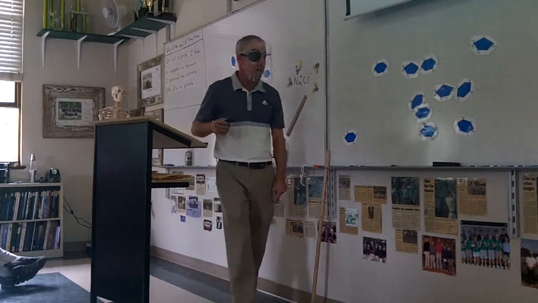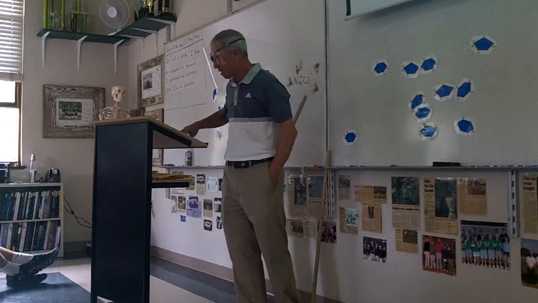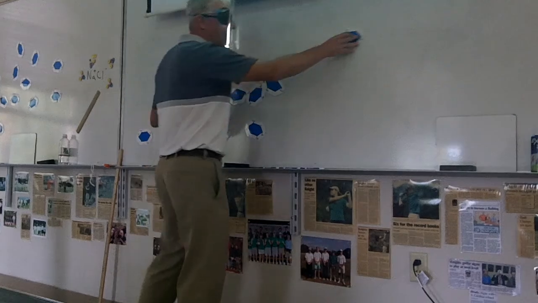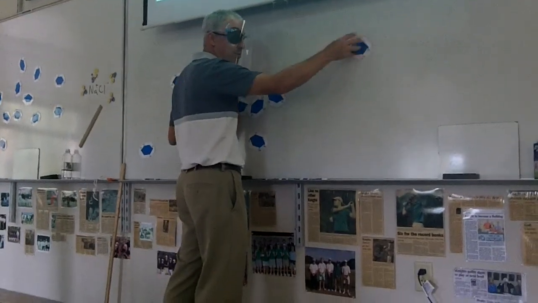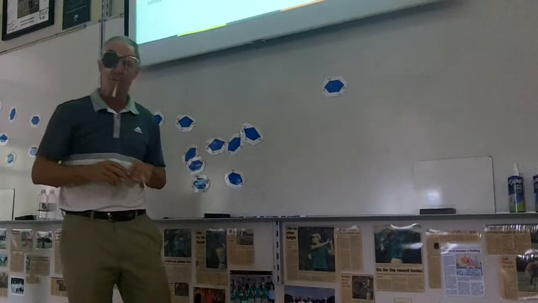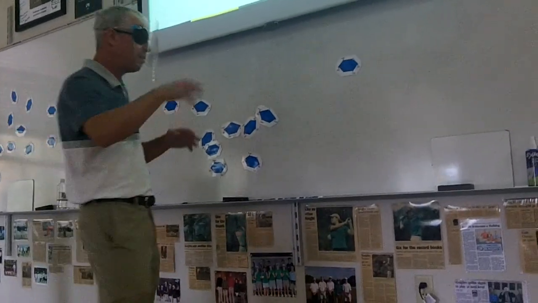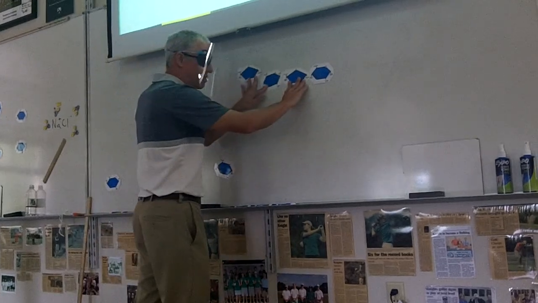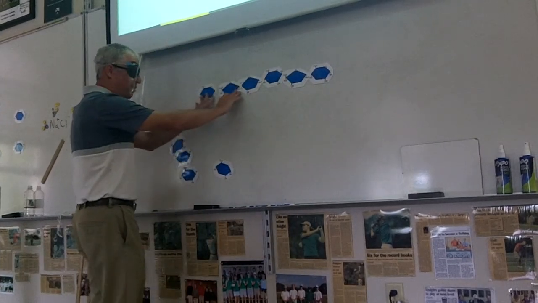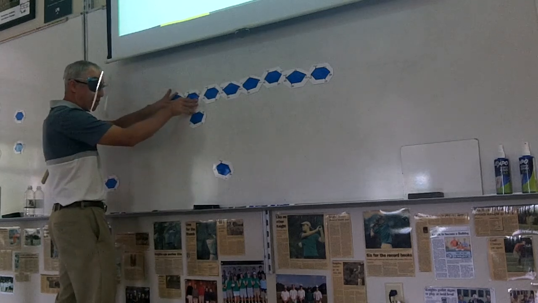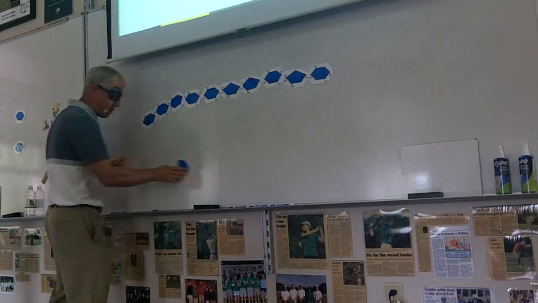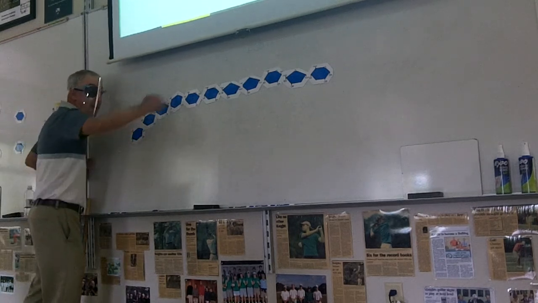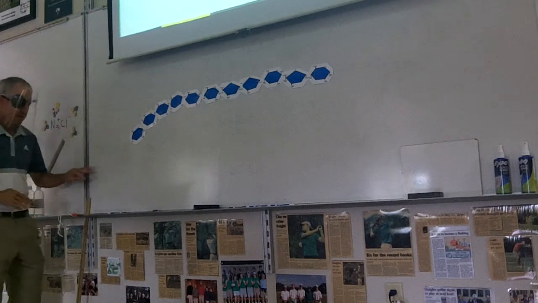Now, the first thing we need to understand is how these things are built. A monomer is a single unit. The word monomer is a general term for a single unit. The word polymer is a term for a bunch of single units put together to make a larger unit. So this is a monomer. That is a polymer. You see the difference?